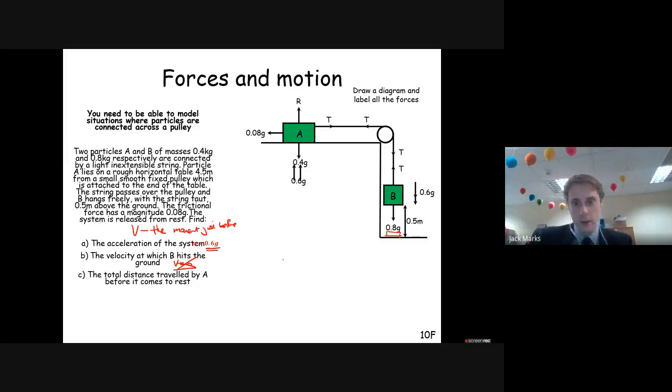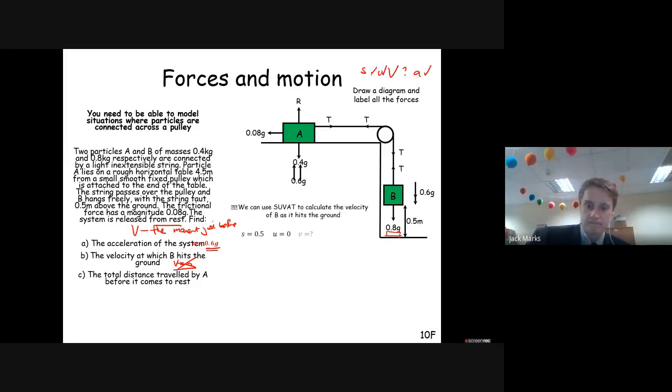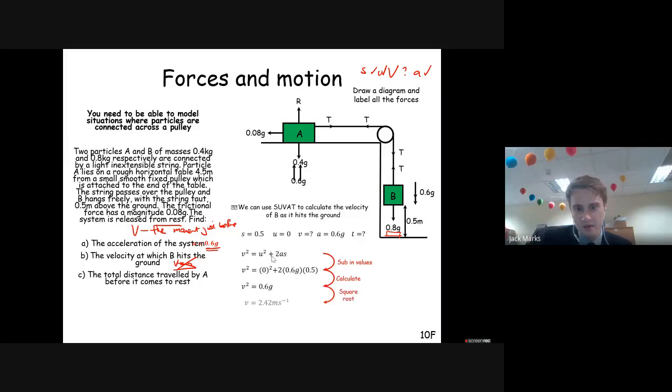So we're talking about block B. We're talking about V. I can see an S there, which is 0.5. I know that the acceleration is 0.6 g, and I know that it was released from rest. So we've got a SUVAT situation here. You don't need t, so this is the equation to use. And if you substitute in your values, you get your answer here, 2.42.